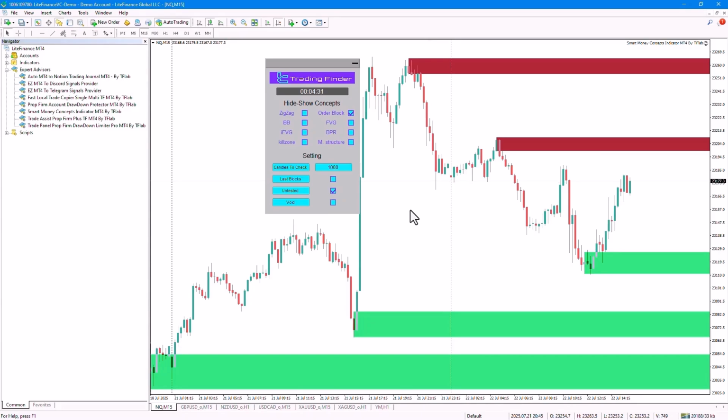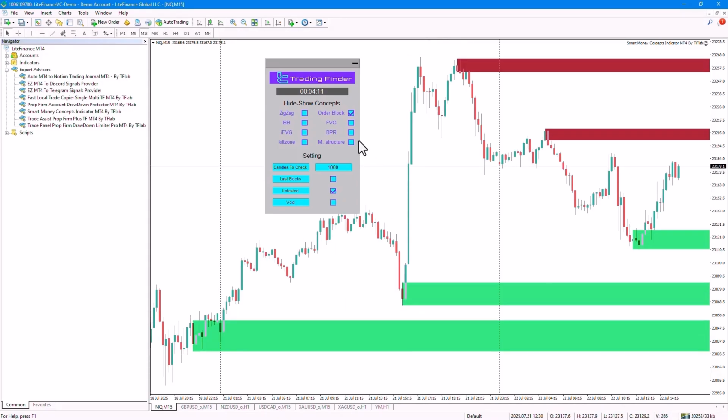And also, if a zone becomes invalid, an alert will be issued for us, so we can be informed when a zone becomes invalid or when the price touches the zones. These situations apply to order block, breaker block, FVG, and IFVG, and alerts are issued for these cases, except for the BPR case.